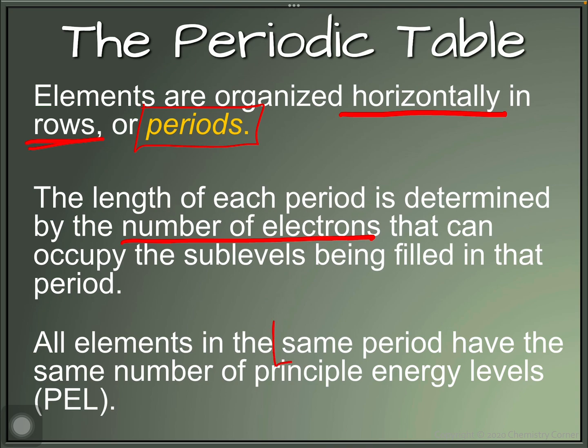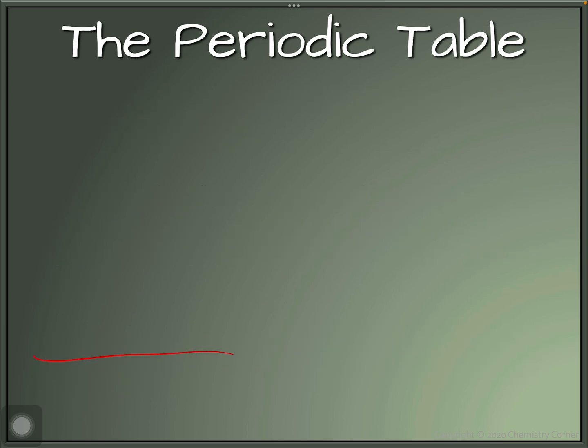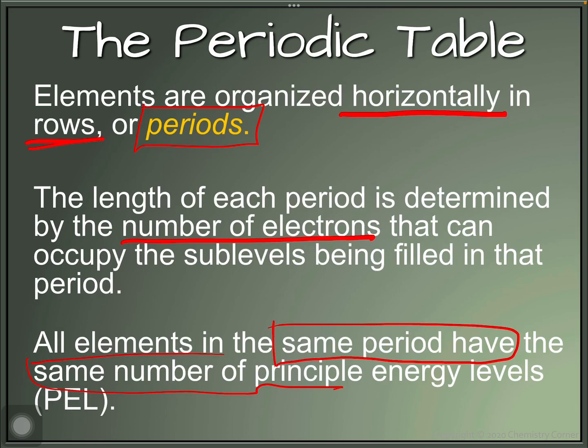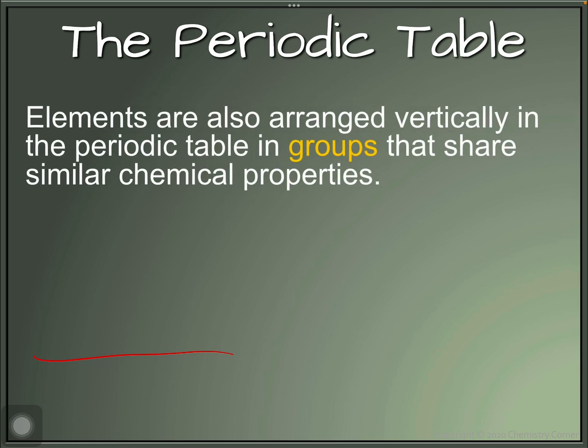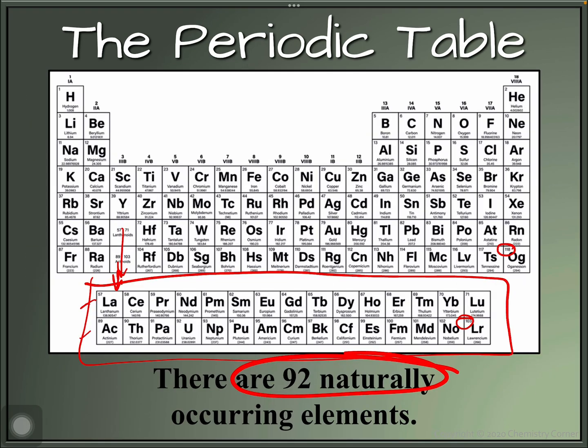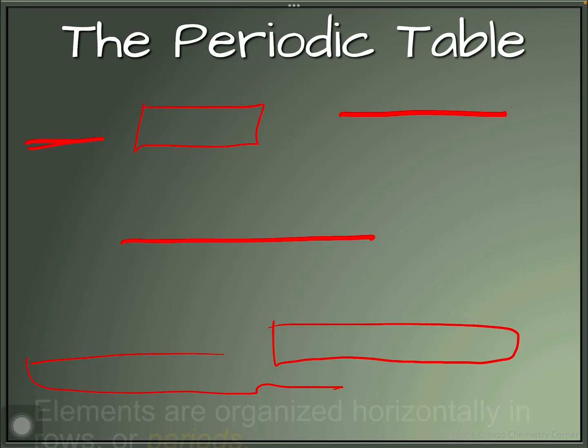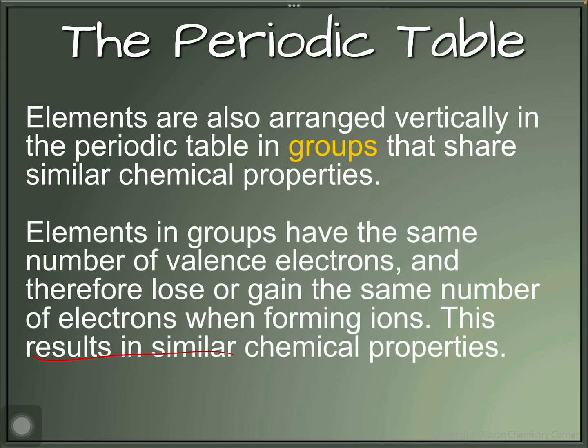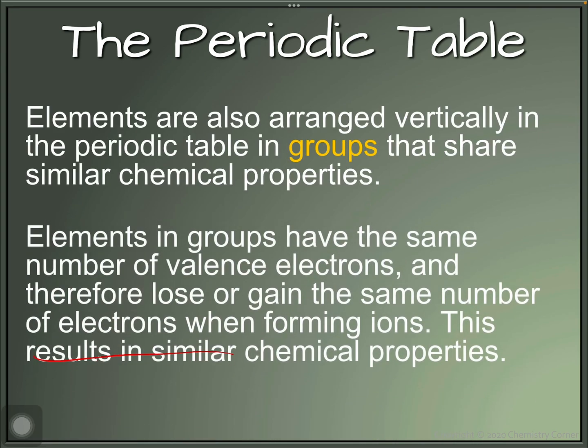And this is something that's very important: all elements on the same period have the same number of valence electrons. So let me go back so I can show you what that is. This is what we call a period. And then this is what we call a group. When they're arranged vertically in the periodic table, they're called groups. And what's important about groups is that they share similar chemical properties.